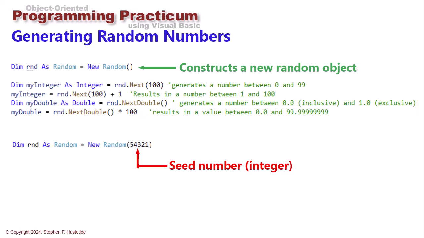The way we would do that with our random number generator is to give it a seed number inside the parentheses. So on our constructor, rather than empty parentheses, we give it a number. It's going to be an integer value. So here I just use 54321, but every time I run the application, I'm going to get the same list of random numbers. Let's look at an example where we use the random number generator.